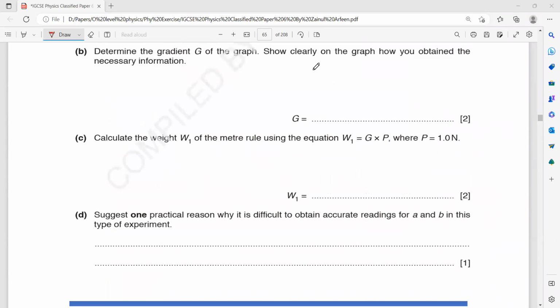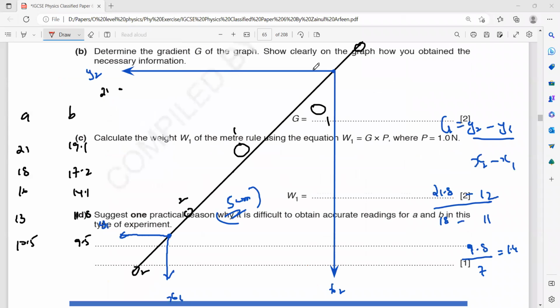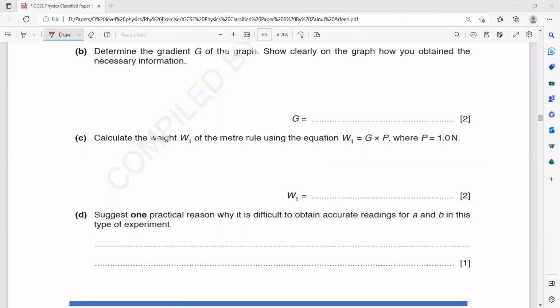So we got the gradient, which was 1.4. So we'll write here that our answer was 1.4, the gradient. Then calculate the weight W1 of the meter rule: gradient multiplied by P. So the gradient was 1.4 and P is 1. So 1.4 multiplied by 1 will be 1.4, and the unit should be Newton.